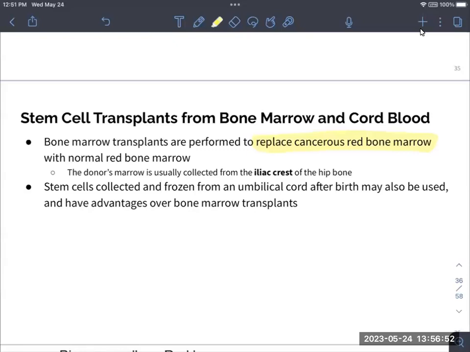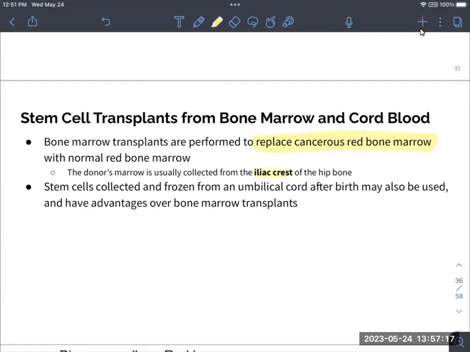And usually this is done to help get rid of a lot of this cancerous bone marrow. It's usually collected from the iliac crest because there's a lot of red bone marrow in your hip bones, those ilium. There's another way that this can be done.